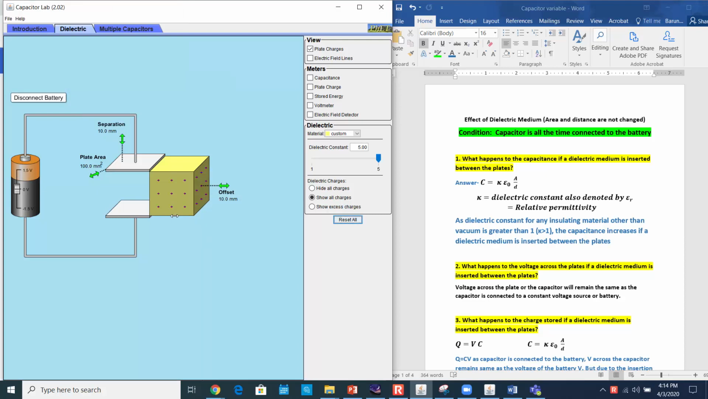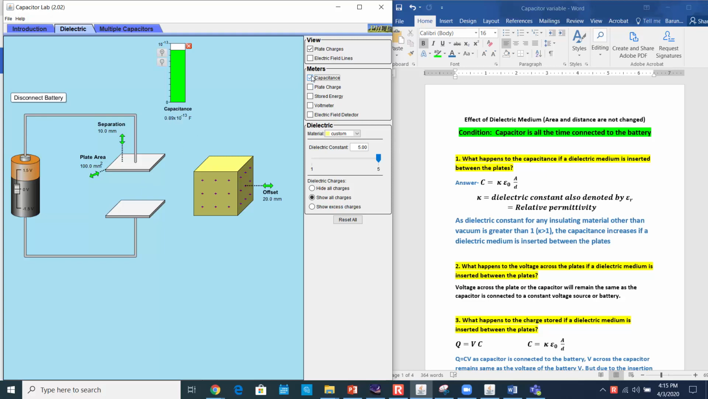In this video, I'll talk about the effect of a dielectric medium on the capacitance. Let's say you have two metallic plates, which is a capacitor, and then you have a dielectric here. What happens to the capacitance when a medium is inserted between the plates of the air-filled capacitor? Let's talk about this one.